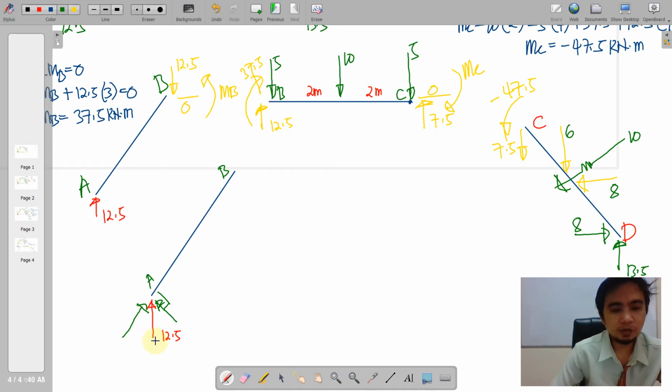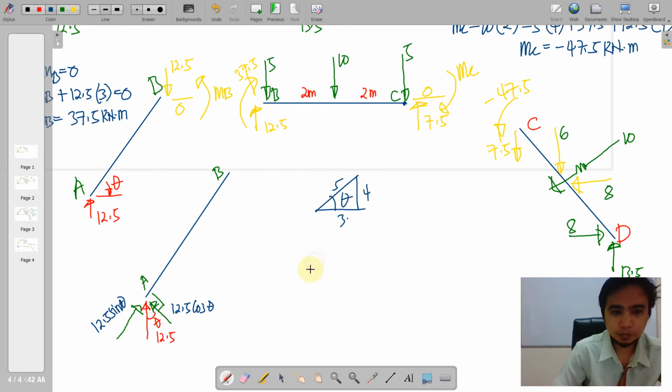We need to have a reference angle. Again, we'll be utilizing this angle. So here it is when it's transferred along this joint. So this is 12.5 cosine theta, and this is 12.5 sine theta. Okay, we recall our angles. So sine theta is 4/5 and cosine theta is 3/5. So your component here will be 10, and this is 7.5. Okay, we are done now with your joint A.